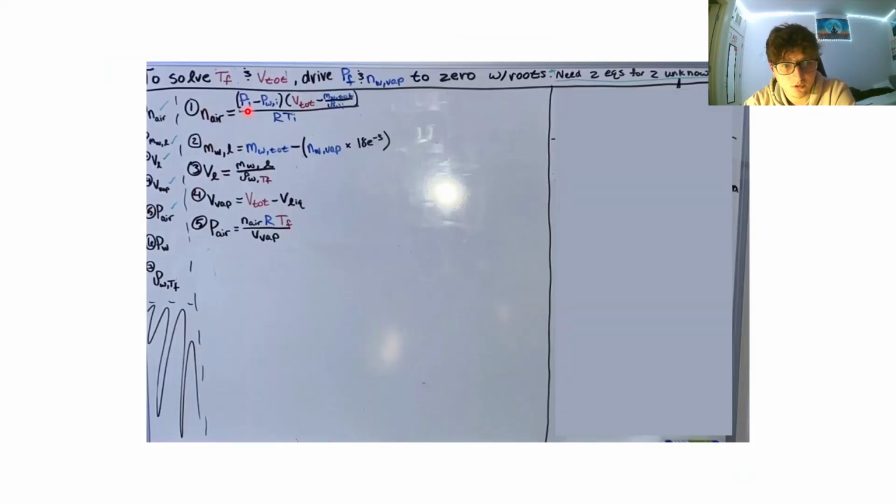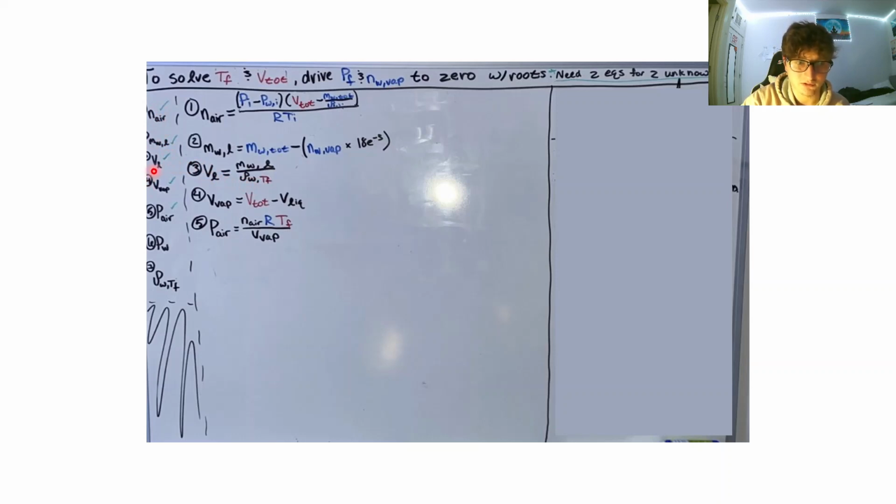All right, so first we have the moles of air. This is just taken from the last slide. The mass of the liquid water, just reorganizing. And also, instead of using the mass of the water vapor as I did in the last slide, as I'll explain shortly, I included the conversion to kilograms from moles.